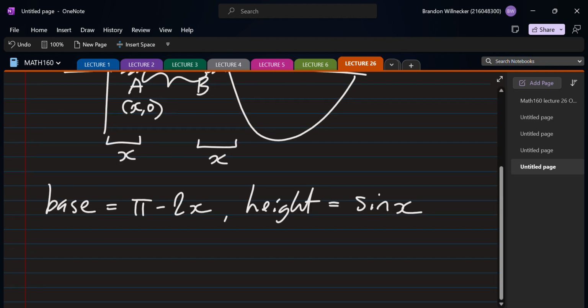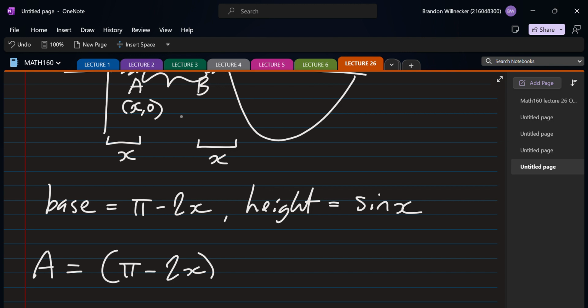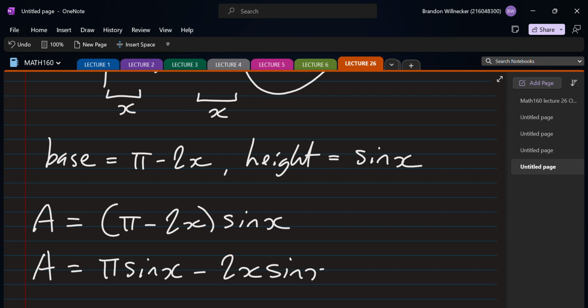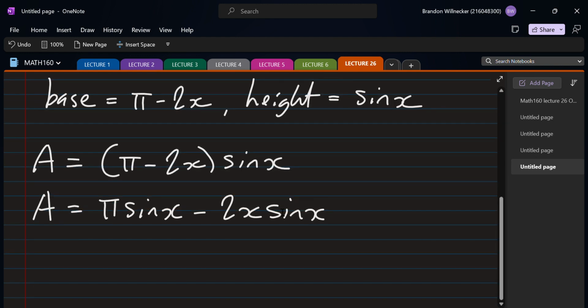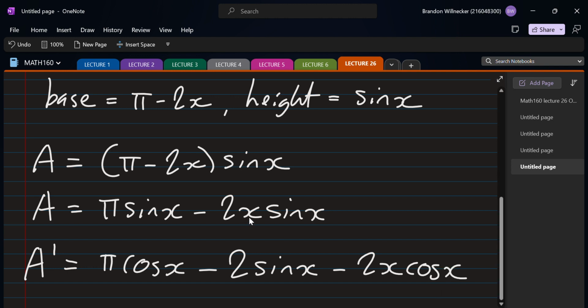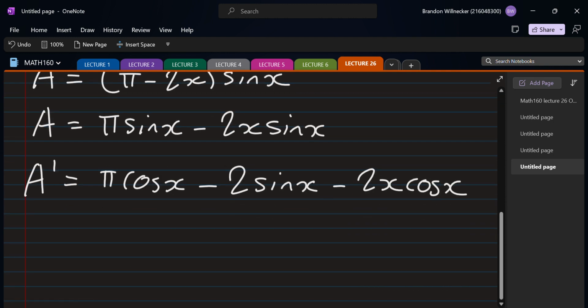Okay, so that means the area is the product of these two. So A will be base times height, so pi minus 2x times sine x. We can multiply this out, so we get pi sine x minus 2x sine x. Okay, notice we've got x times sine x, so we're going to have to use the product rule there. So A prime, that's going to be pi cosine x minus 2 sine x minus 2x cos x. Okay, so that's using the product rule with x and with sine x.